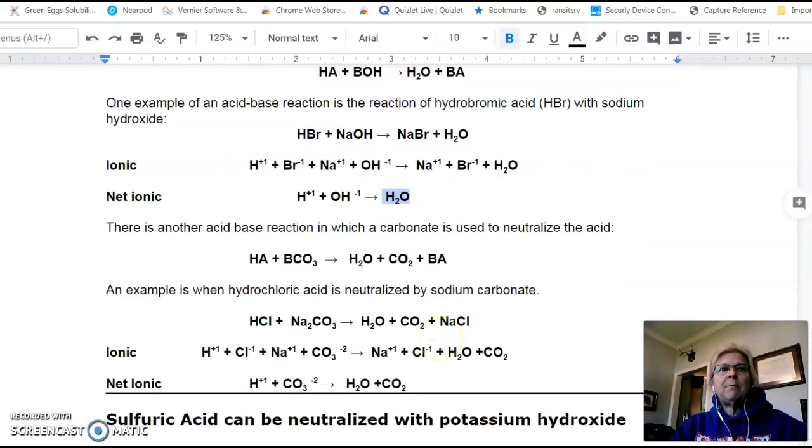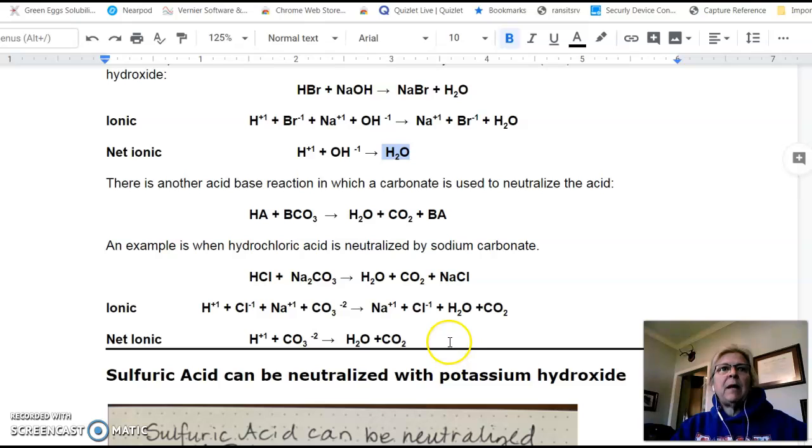We have another kind of acid-base reaction, and that kind of acid-base reaction is one in which a carbonate is the base. So we have HA for the acid, BCO3 for the carbonate base, and this time we're going to make water, some carbon dioxide, and the ionic salt. So that's really the only difference. The carbonate breaks down a bit into the carbon dioxide gas. So as you can see, in our example, hydrochloric acid reacts with sodium carbonate to form water, carbon dioxide, and the ionic salt, this time NaCl.